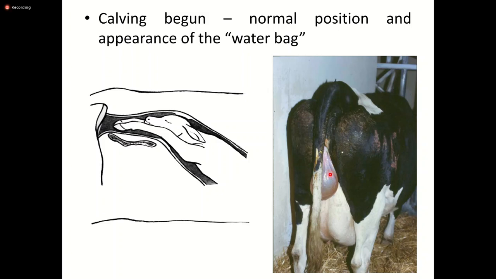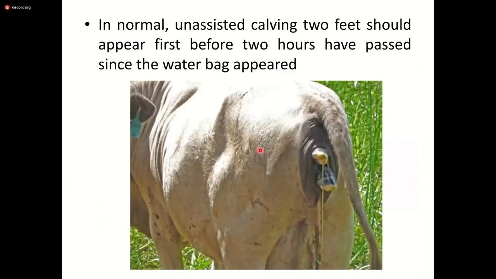You can see this kind of observation, right? So this is the next step. What happens? The front two feet basically appear first. The front two legs come out first through the vulva of these animals, right?